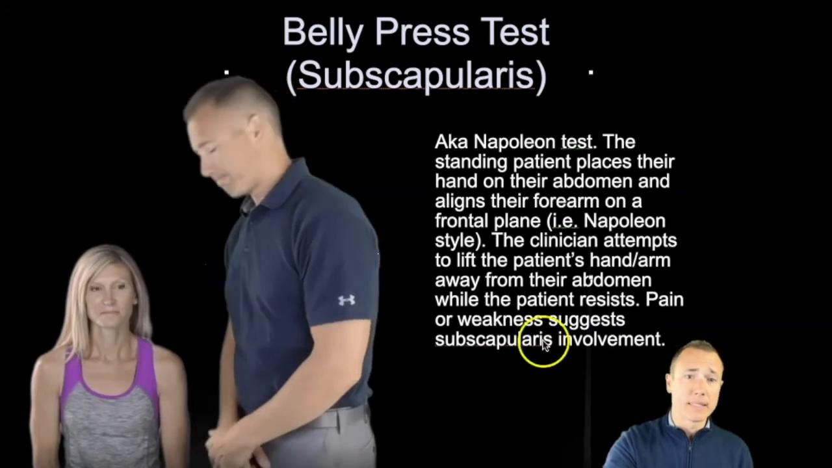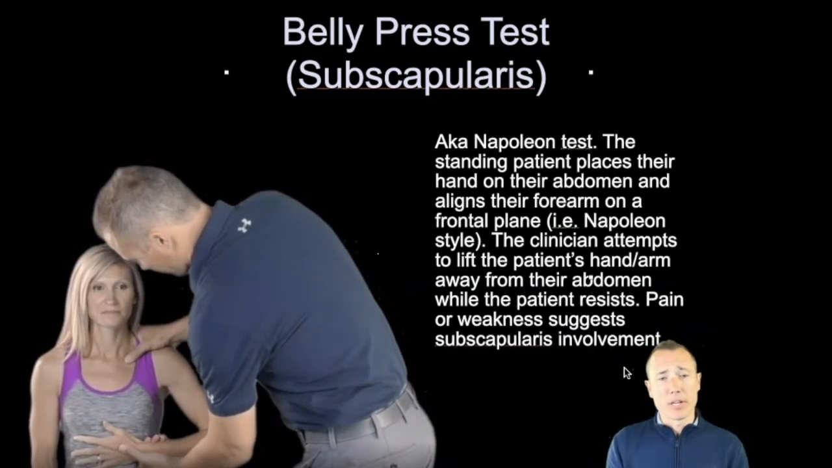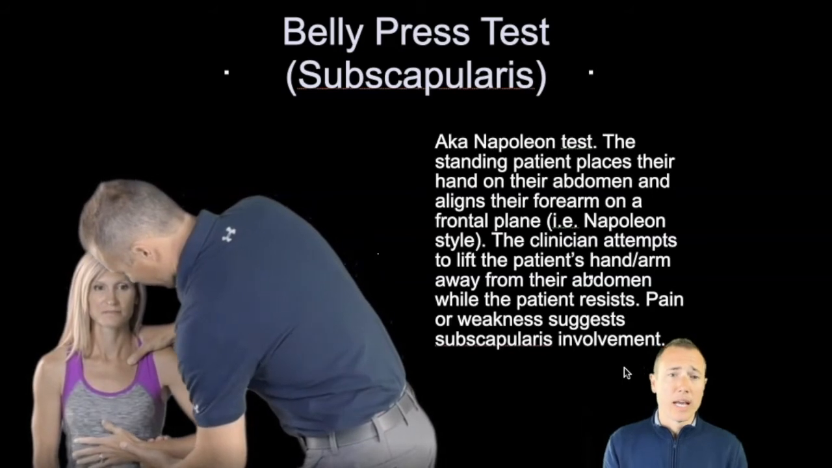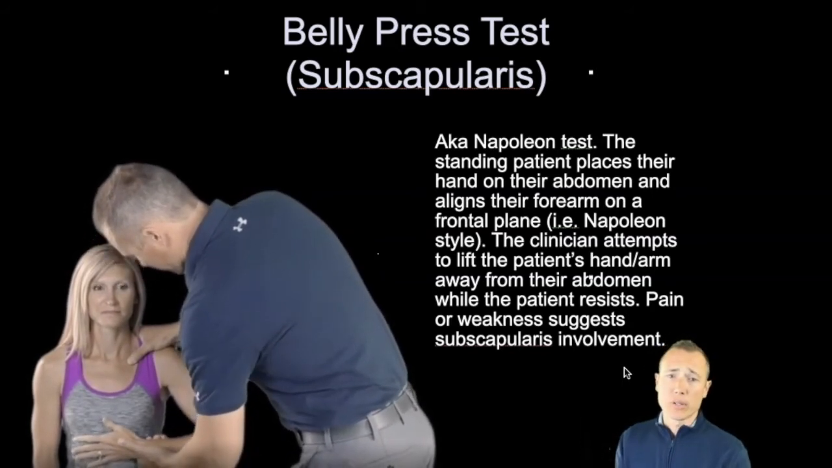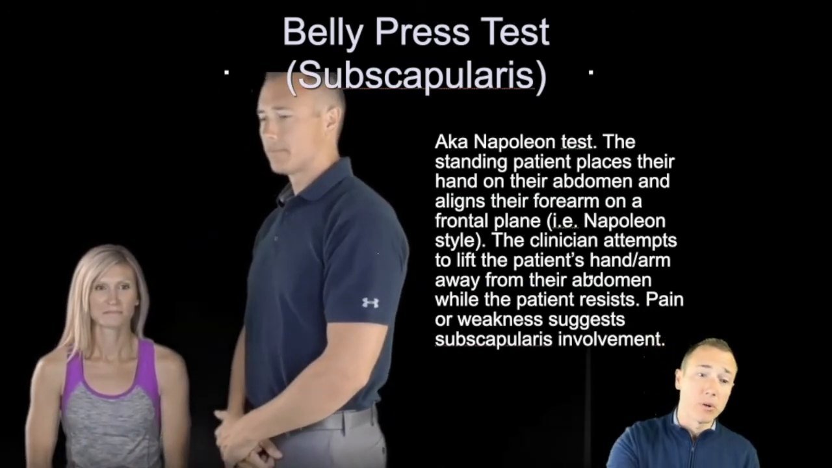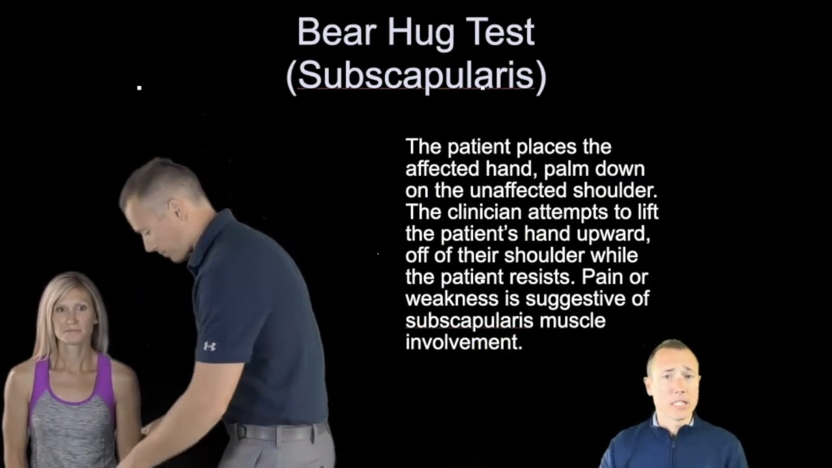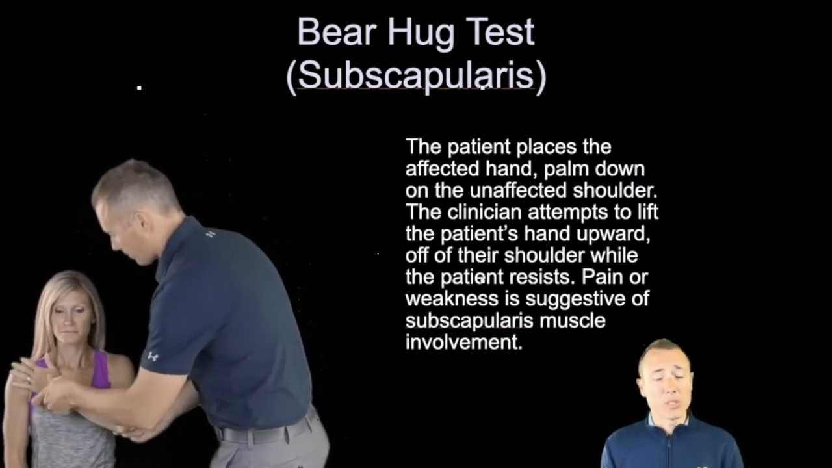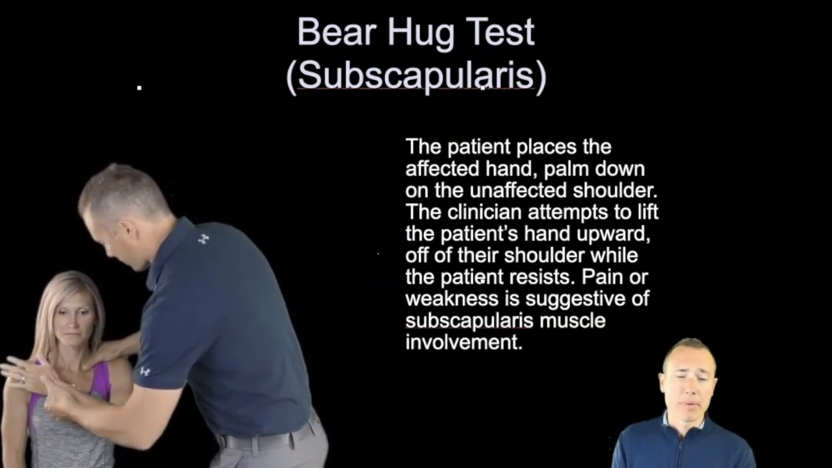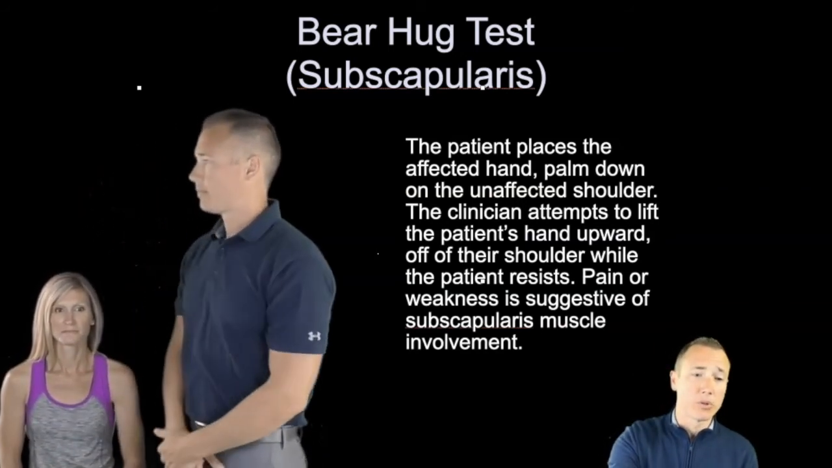The belly press test, we saw this with the rotator cuff talk. So the hand's going to be on the stomach, and you're trying to pull away, and she's trying to stabilize her own shoulder. Reproduction of pain in the anterior lateral shoulder is positive for possibly subscapularis involvement, but also the biceps. And the same thing with the bear hug test. The bear hug is also a test for the subscapularis, but can be used for diagnosis of impingement syndrome and biceps tendinopathy, because they do serve very similar roles with holding the glenohumeral joint down.